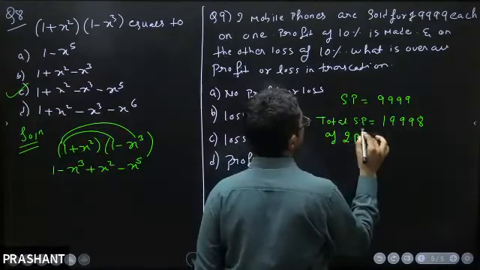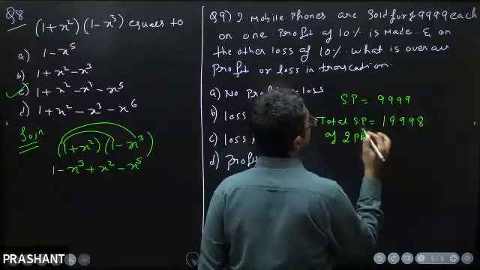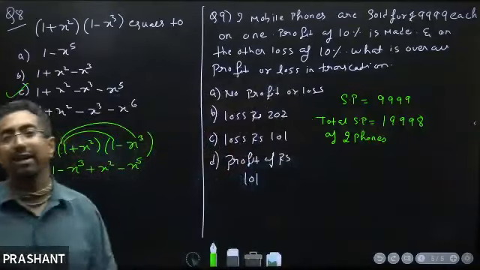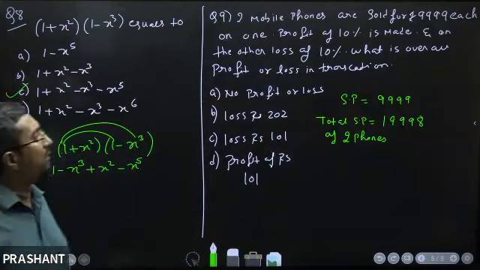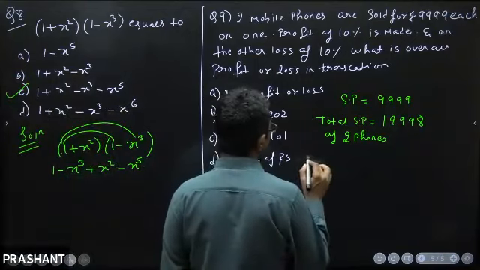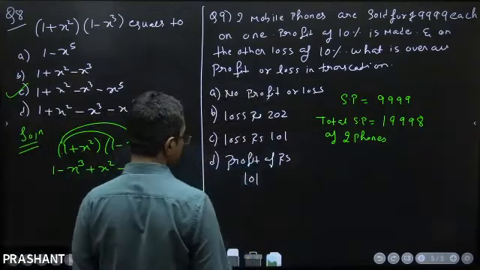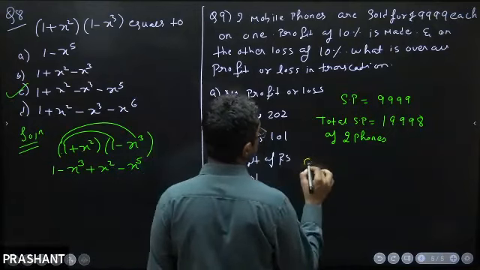टोटल सेलिंग प्राइस ऑफ 2 फोन्स, दोनों फोन का सेलिंग प्राइस कितना हो गया? 19,998. अब आपको ये बात बता देना चाहिए कि we have to find out the cost price. हमें क्या पता करना है? कॉस्ट प्राइस पता करना है.